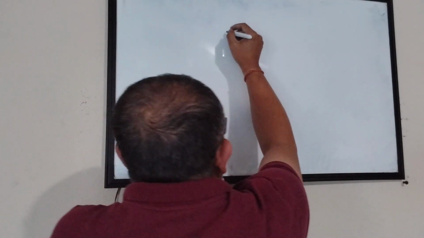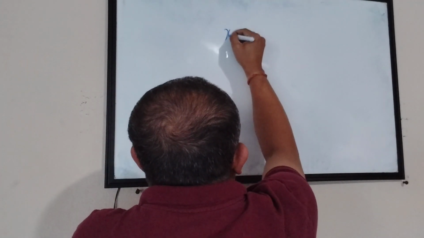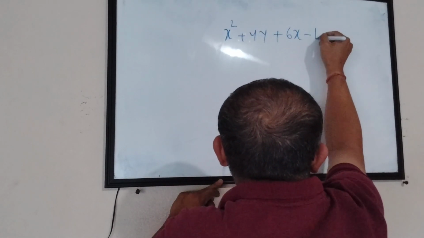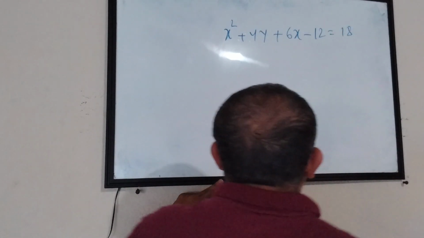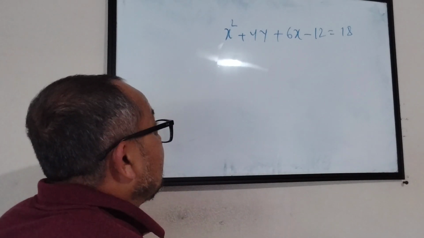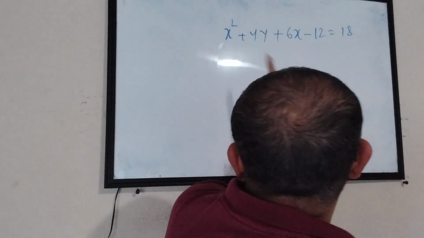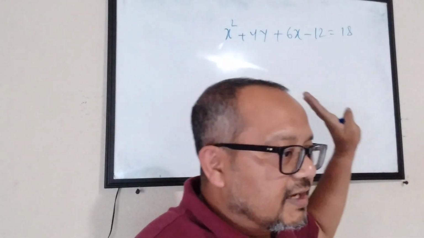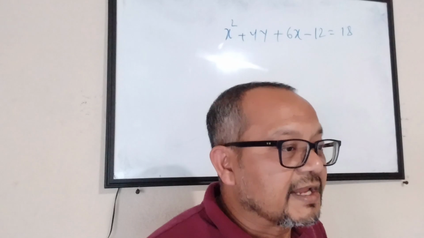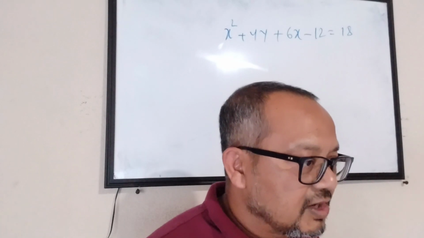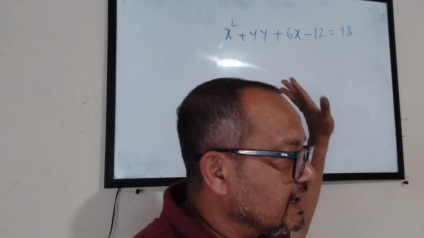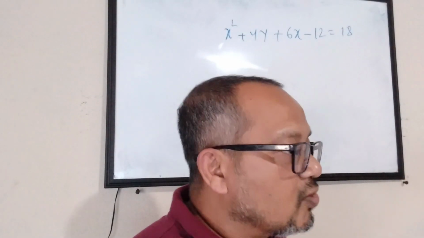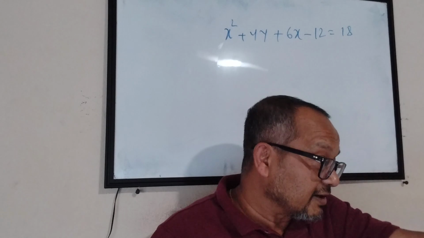Now, let's talk about x squared plus 4y plus 6x minus 12 equals 18. Can you manipulate this to write it like a function? Who all can write it like a function? A simple function, y as a function of x. Who can? Do it.